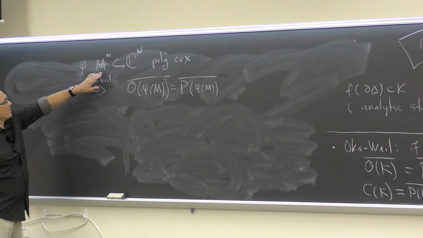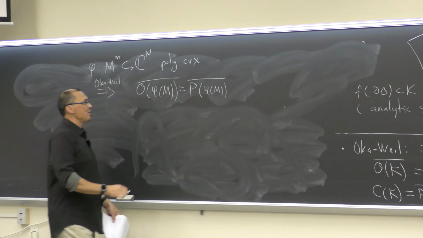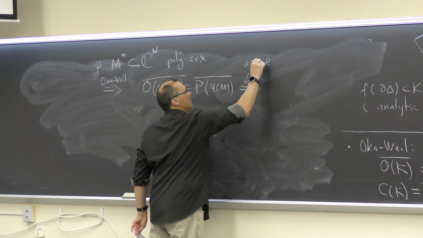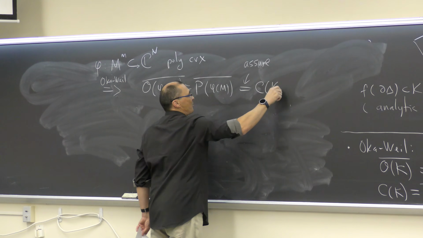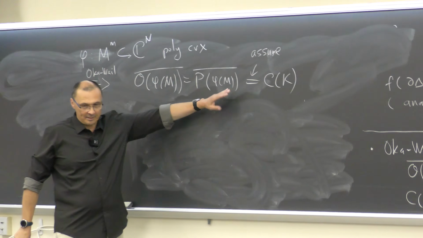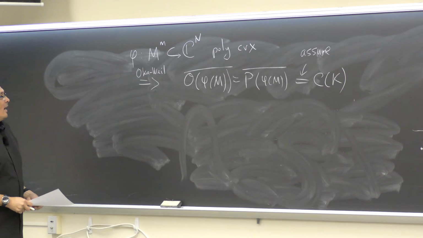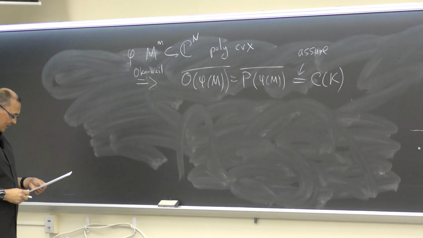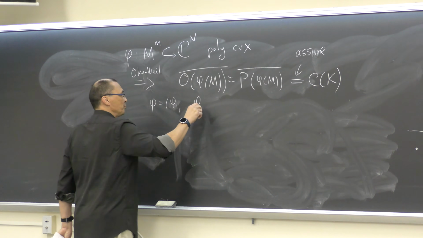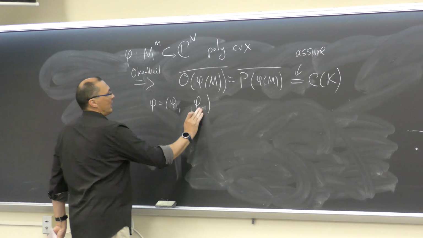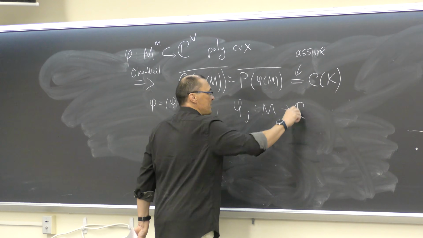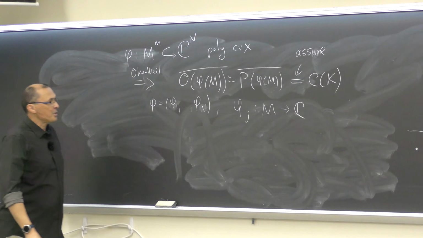And this will be the embedding, so this will have no interior in Cn. So we may assume that this is also the space of all continuous functions on M. Okay, so this is not automatic, but it holds in many cases. Then we can say that if we write phi in components, then each component is a map from M into C. It's a smooth complex valued function.